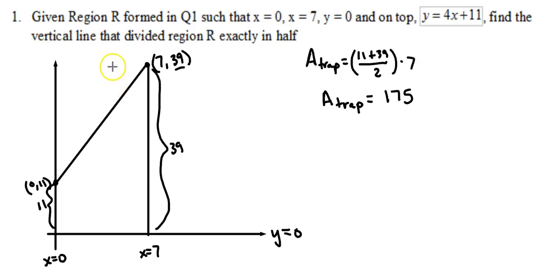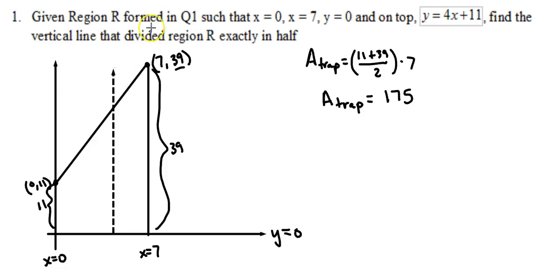So the next thing we need to do is address the second part. We want to find the vertical line that divides the region R exactly in half. So we know what the entire region is. We can figure out half of that in a second, but just to give you a visual of what's going on, this thing's not going to be split right down the center, because you can see that the region on the right is going to be larger. So it's going to be shifted a little bit to the right. Don't know exactly where that is, but we'll find out in a second.